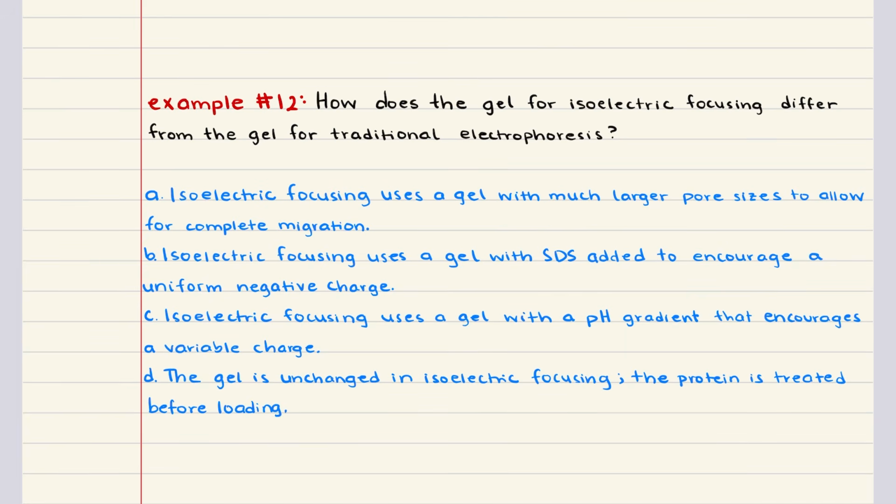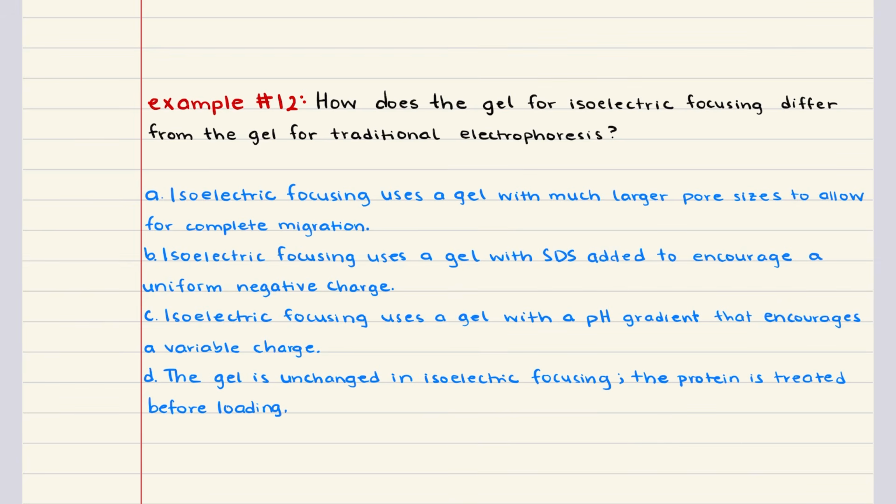A says isoelectric focusing uses a gel with much larger pore sizes to allow for complete migration. B says it uses a gel with SDS added to encourage a uniform negative charge. C says isoelectric focusing uses a gel with a pH gradient that encourages a variable charge. And D says the gel is uncharged in isoelectric focusing. The protein is treated before loading.